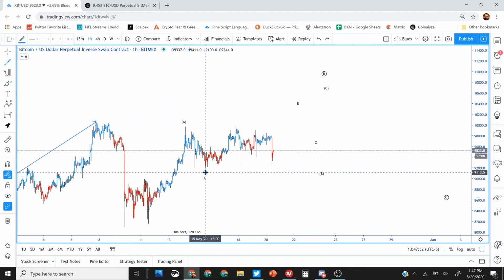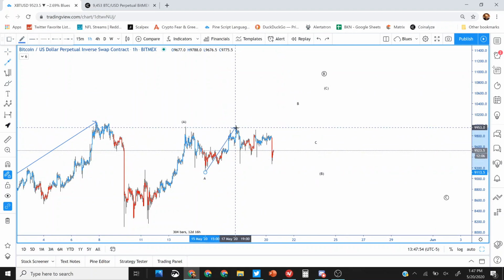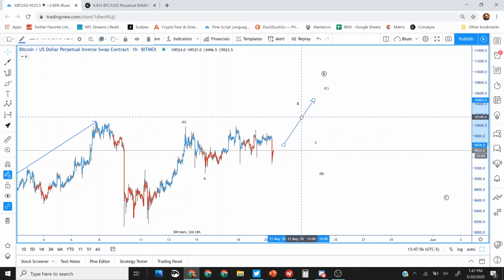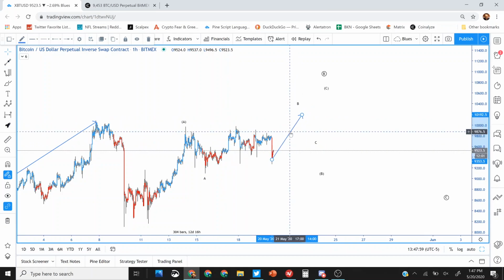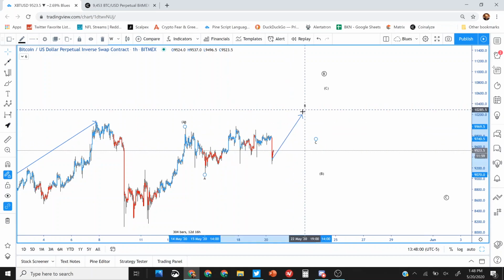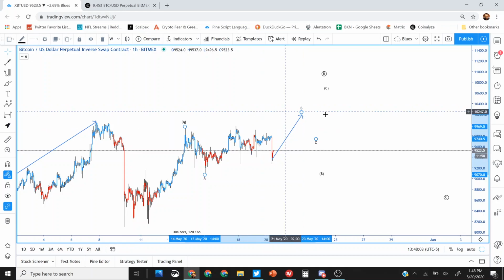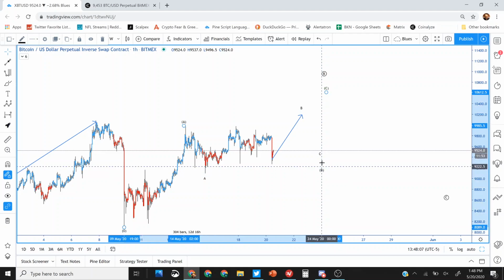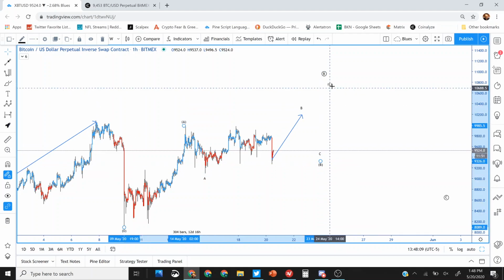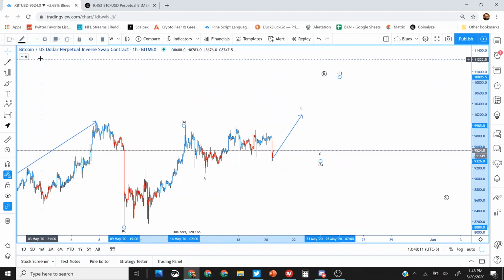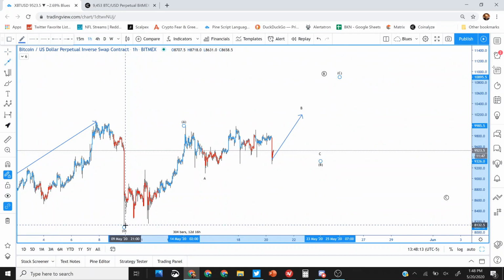So we would be looking for an impulse similar to this one out of the B of B. I'm out of degrees to show you that. But essentially, I'm thinking we could make something like this before seeing an impulse up of this degree.